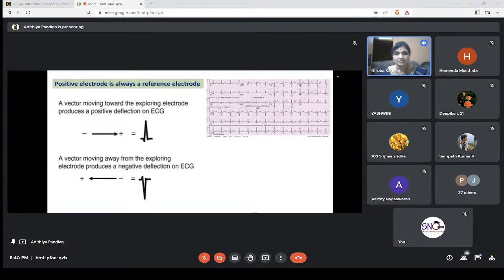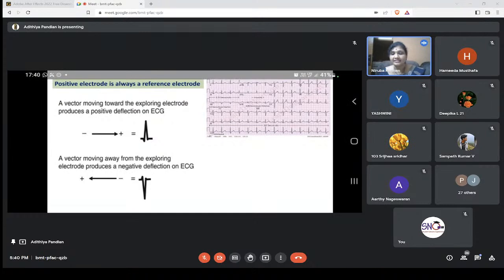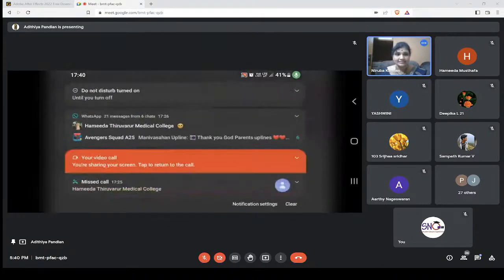When do you get a positive? When the vector is moving towards the exploring electrode, that is, towards the positive electrode. We get a recording of the ECG as positive, and if it is away from that exploring electrode, we get it as negative. Now, we have three augmented leads: AVR, AVL, and AVF. Which lead will be negative? Which lead will be negative? The next slide, please.